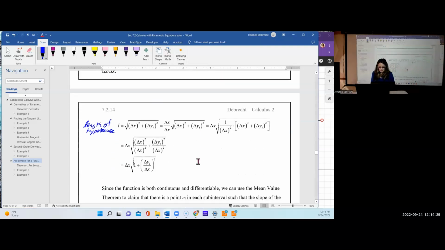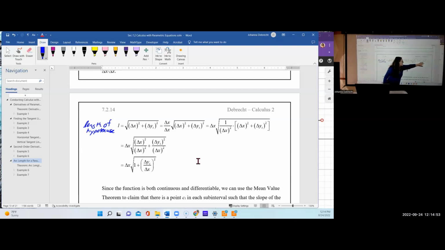So once we have that, we can take this equation from the Pythagorean theorem and multiply by 1 in the form of delta x over delta x. Now we want to move the denominator into the square root, so we square it, and that gives us delta x in the numerator on the outside, and under the square root, 1 over delta x squared, because the square root of delta x squared is delta x, and we know delta x is strictly positive.